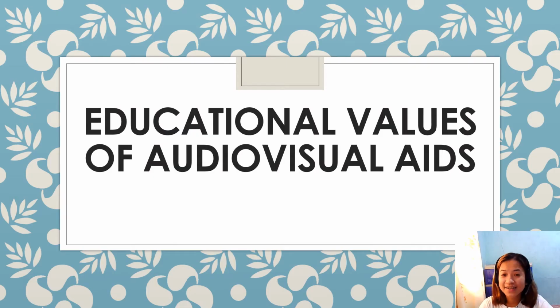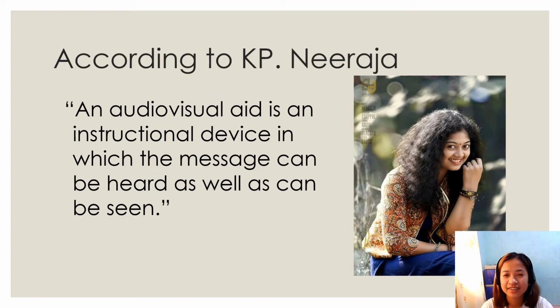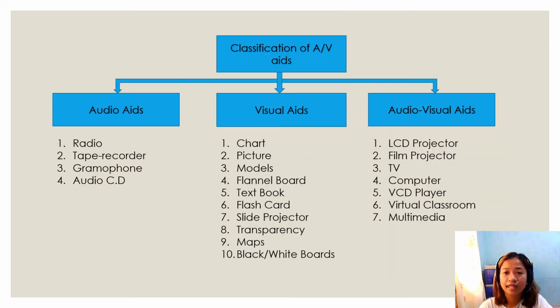Now, let us discuss the educational values of audiovisual aids. So, what do you think about audiovisual aids? According to Niraha, an audiovisual aid is an instructional device in which the message can be heard as well as can be seen. Here is the diagram showing the classification of audiovisual aids, which is of three: audio aids, visual aids, and audiovisual aids.